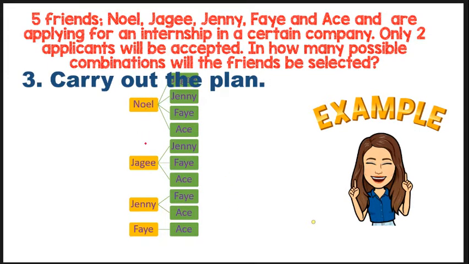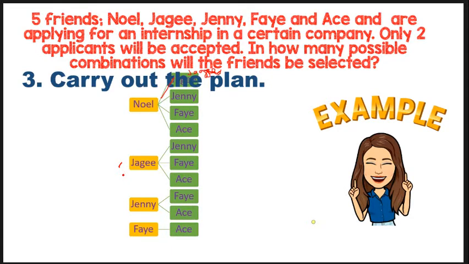We will enlist all their names, and then we are going to draw a line connecting them to the other person. So Noel here, this is Jaji. It is not that visible, but this is Jaji, the first person in this box. Okay, so the first combination can be Noel and Jaji, followed by Noel and Jenny, or Noel and Faye, or Noel and Ace.